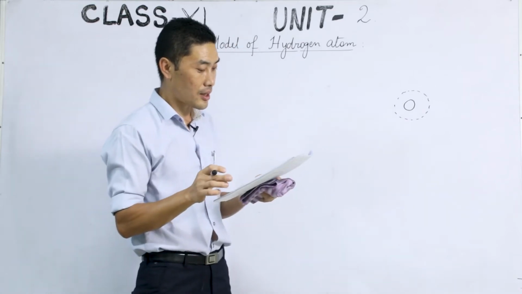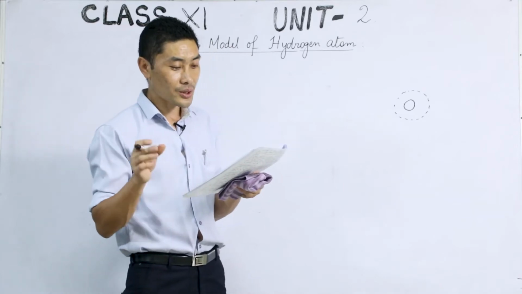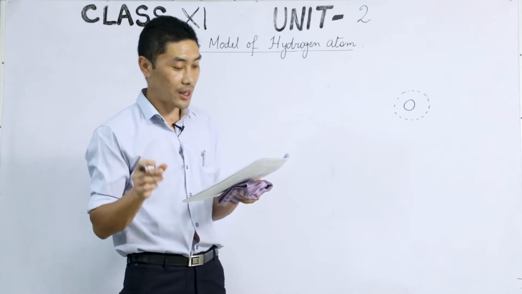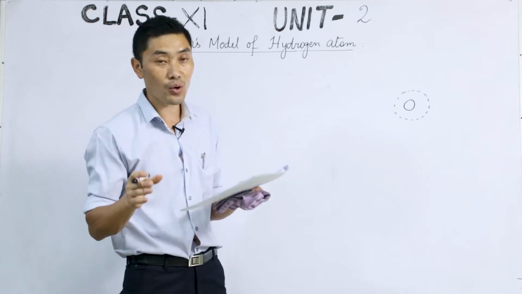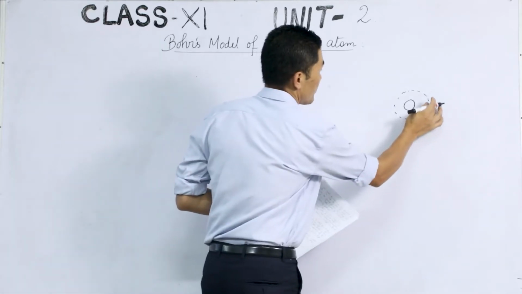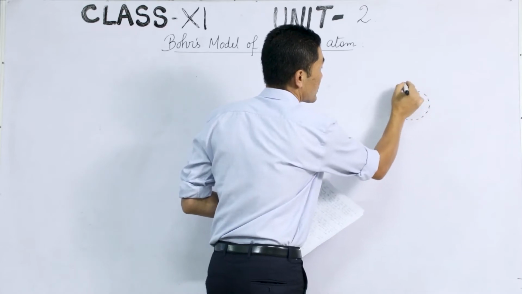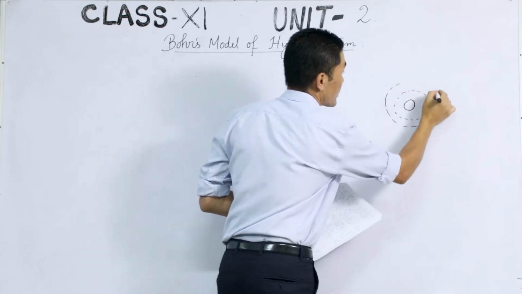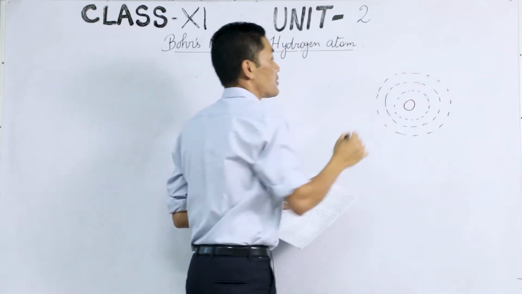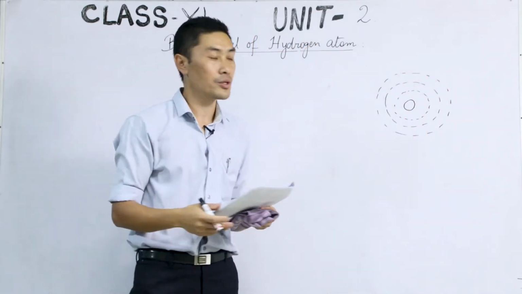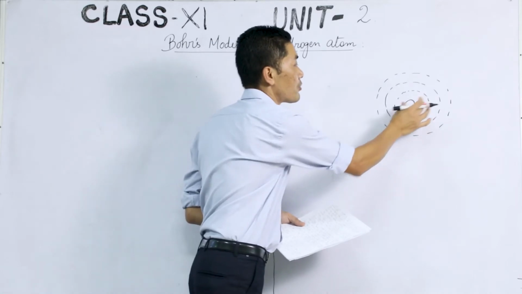Now, these paths are called orbits or stationary states or also called energy states, and they are arranged concentrically around the nucleus. So, if this is the first orbit, then the second orbit will be like this, then a third orbit. Depending on the atomic number of the atom, it will have different number of orbits like this.